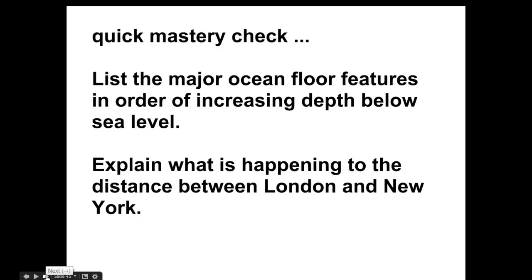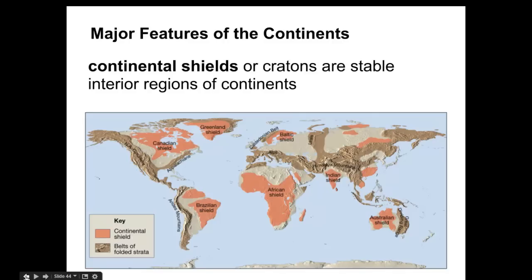Let's move forward to our last slide here before our mastery check. In this slide, we're considering what's happening not on the ocean floors or in the oceans, but what the segments of the land are looking like. So you can see in this picture something called a continental shield, also known as a craton. Continental shields or cratons are the stable interior regions of continents. In many cases, these tend to be the oldest portions of the continents.